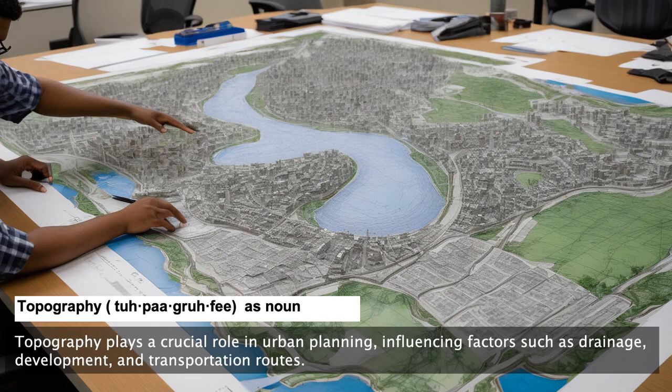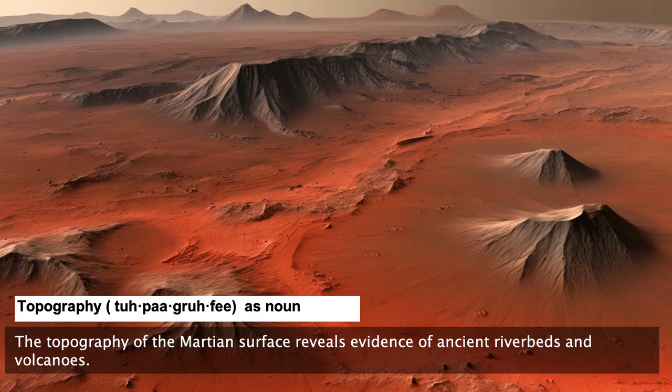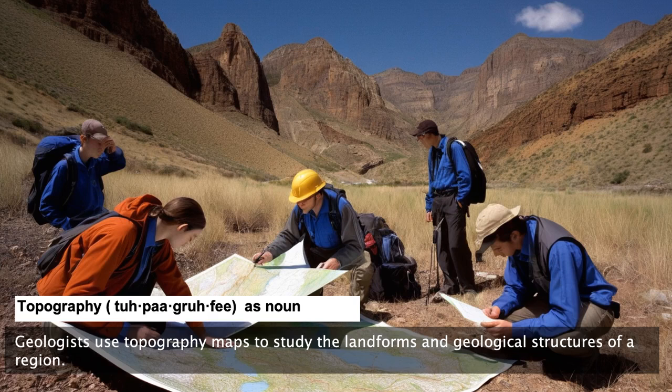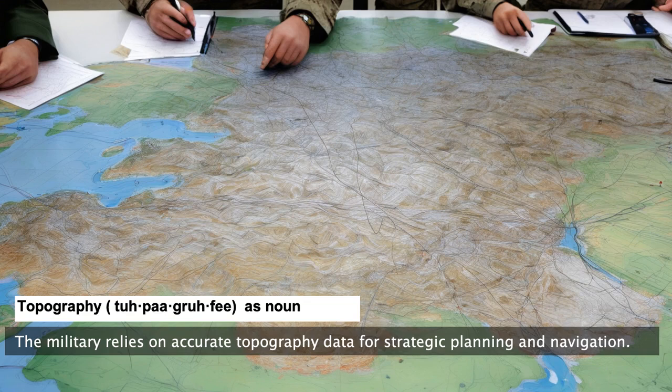Topography plays a crucial role in urban planning, influencing factors such as drainage, development, and transportation routes. The topography of the Martian surface reveals evidence of ancient riverbeds and volcanoes. Geologists use topography maps to study the landforms and geological structures of a region. The military relies on accurate topography data for strategic planning and navigation.